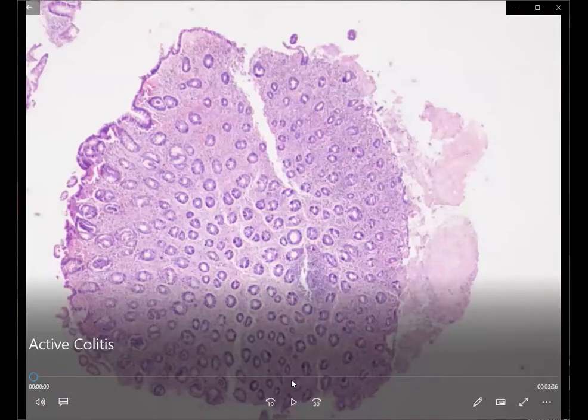Hello everyone, I am Dr. Nalini Bansal and today we'll be discussing an approach to a case of colon biopsies and how we are able to identify what is an active colitis.